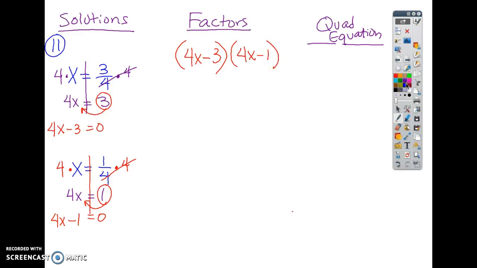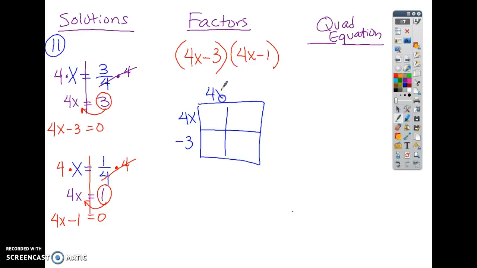But you're still not done because the question is not what are the factors. The question is what is the equation. So now you have to do the box using those factors, 4x minus 3 times 4x minus 1 to get the quadratic equation. So I'm going to pause it, let you finish it, and then we're going to check it. Okay, so hopefully you had enough time to figure it out before you played it.